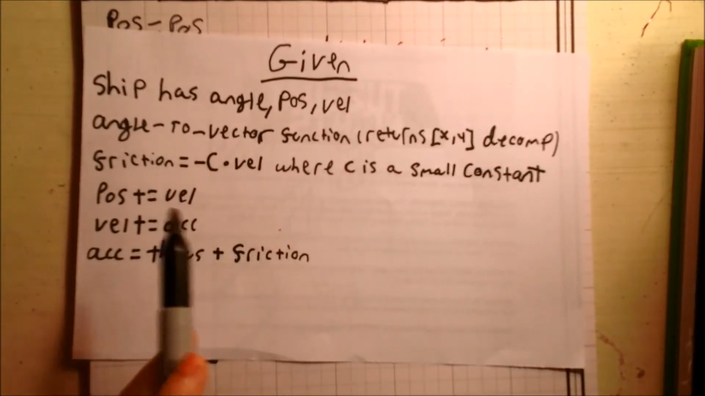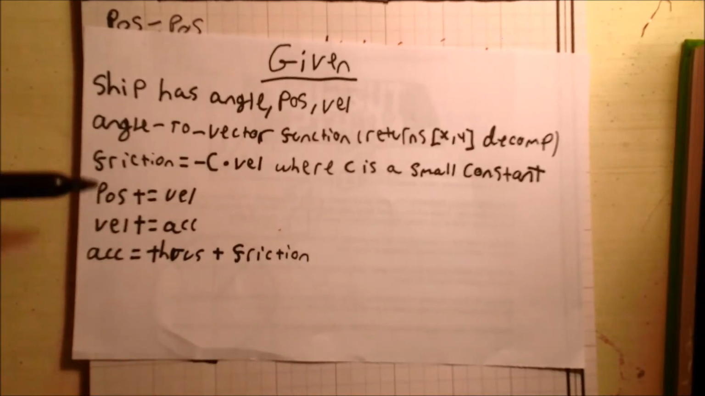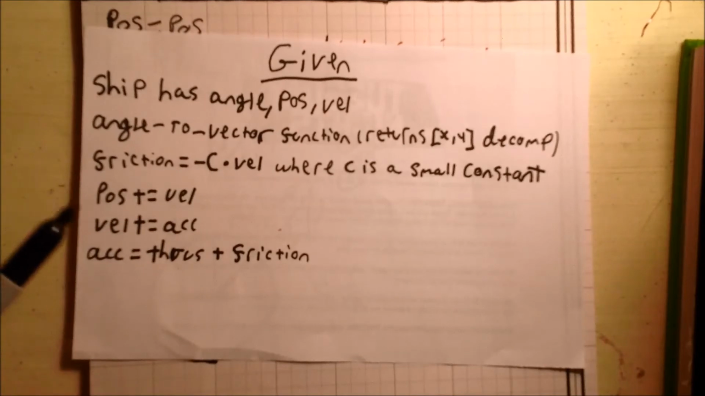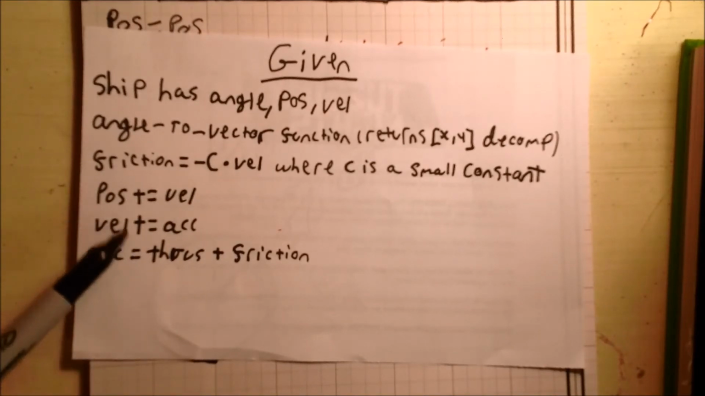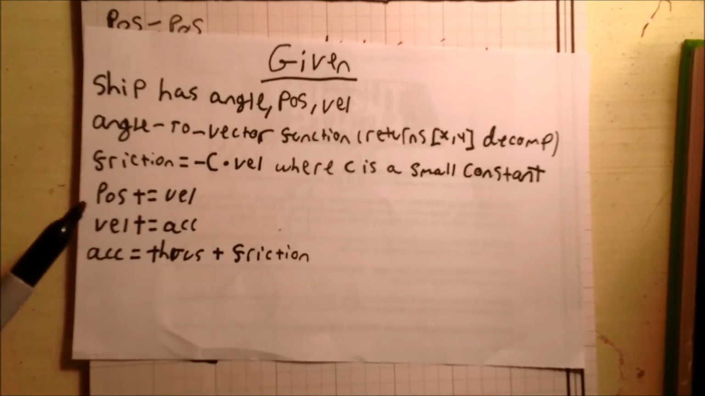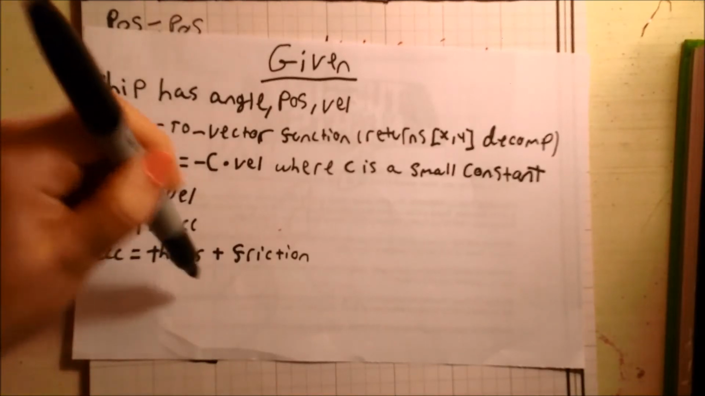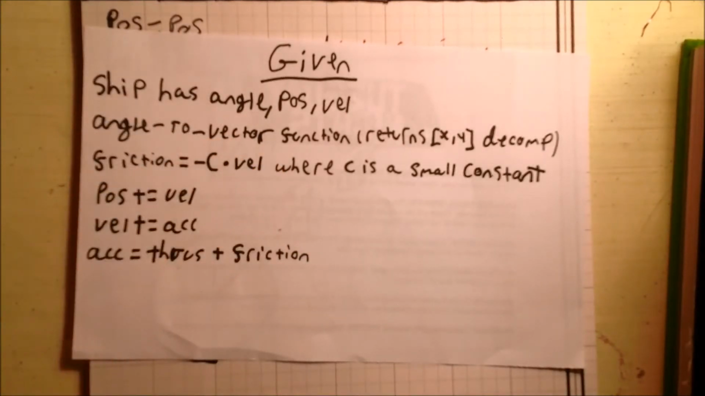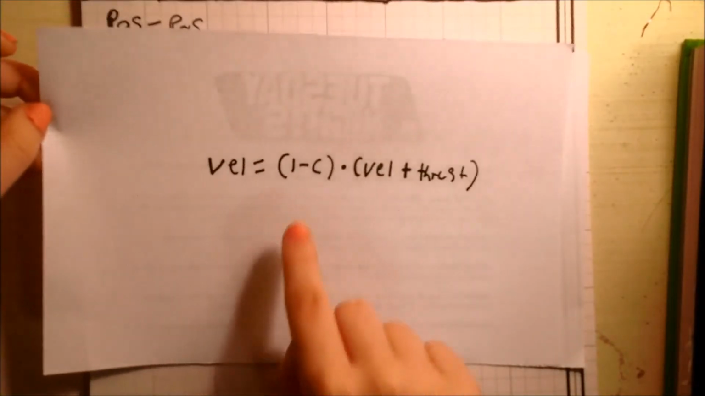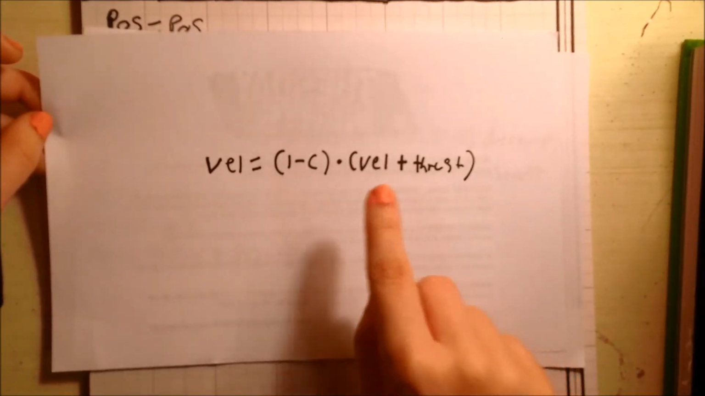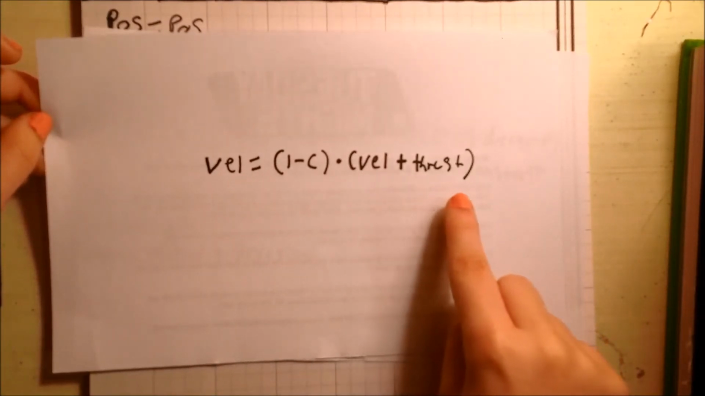And we're also given an equation for friction, and that acceleration equals thrust plus friction, and we already proved that. The ship is only under thrust if the up key is held down, so we need to actually treat these two things separately. The easy thing is friction. We're given this equation in the videos. Velocity equals coefficient of friction times the velocity plus the thrust.